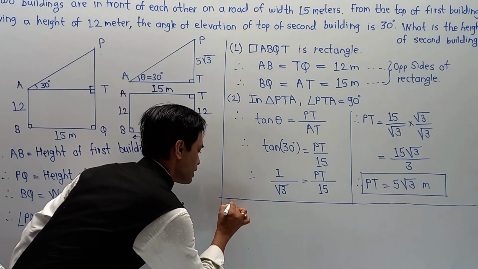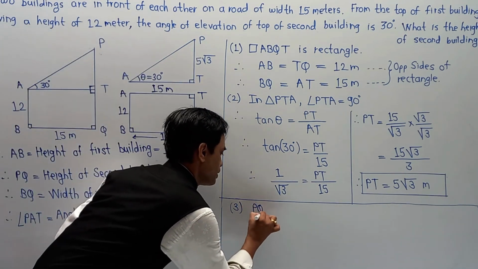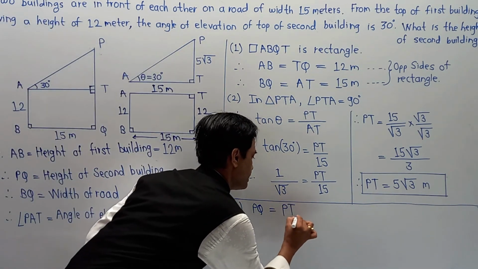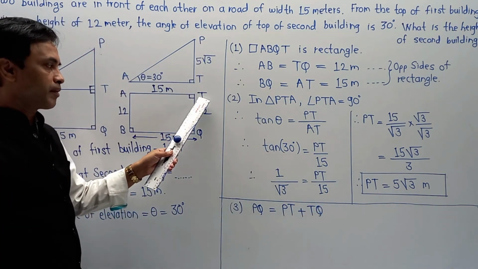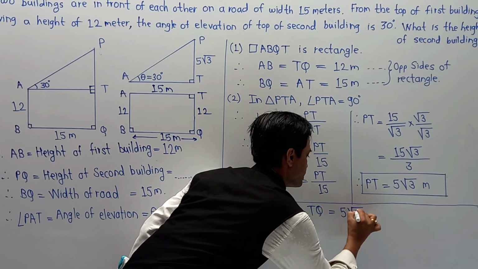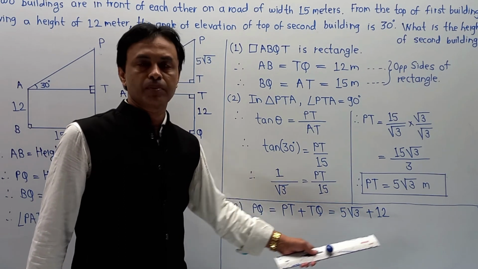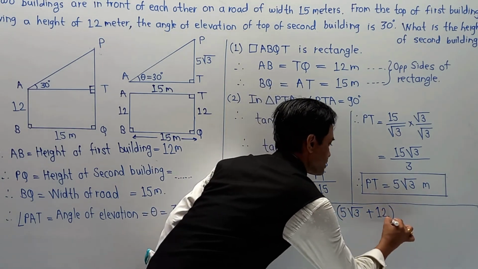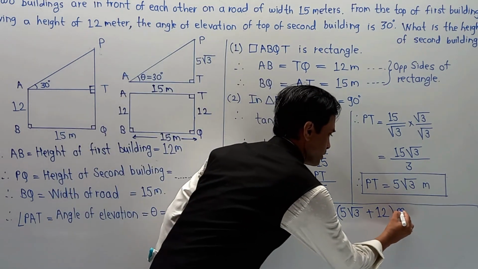Therefore the third part of this numerical and evaluation is PQ is equal to PT plus TQ. Now remember, the value of PT is 5 root 3 and the value of TQ is 12. So this part becomes 5 root 3 plus 12. And here you can say 12 is a pure number and 5 root 3 is mixed, so you cannot make its addition. And that part becomes 5 root 3 plus 12, and that answer with the unit is in meters.